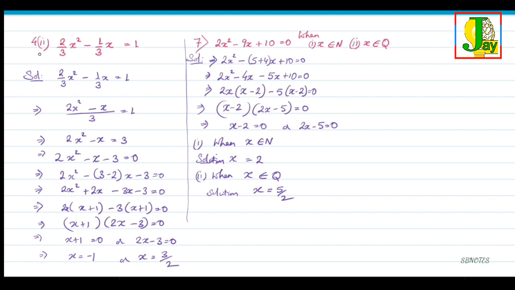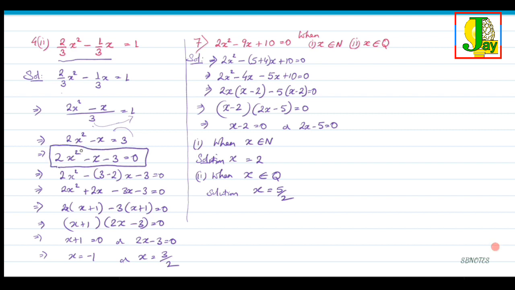This is the next question, question number 4, second part. Whenever you see an equation, you try to first convert it into the general form. So how do we convert this into general form? By taking LCM and then taking the denominator part to the other side. Now when you do this, you get 2x square minus x equals 3, and then bringing the constant term to the left hand side, you get the general form.